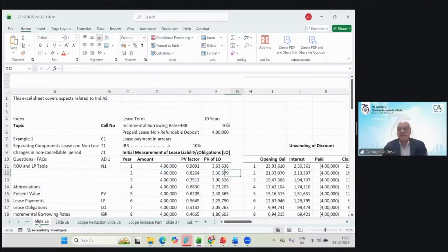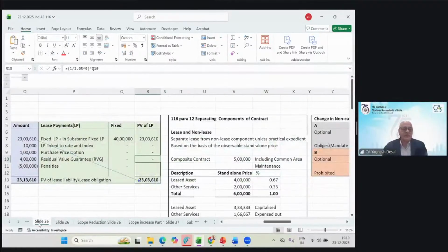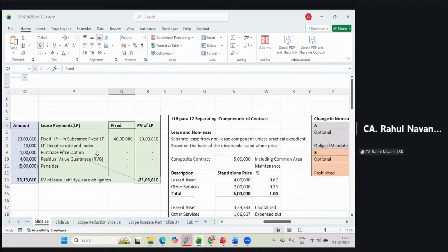Friends, here is an example where... friends, can you see the Excel sheet on your screen, sir? Hello. Yes, sir, it's visible.